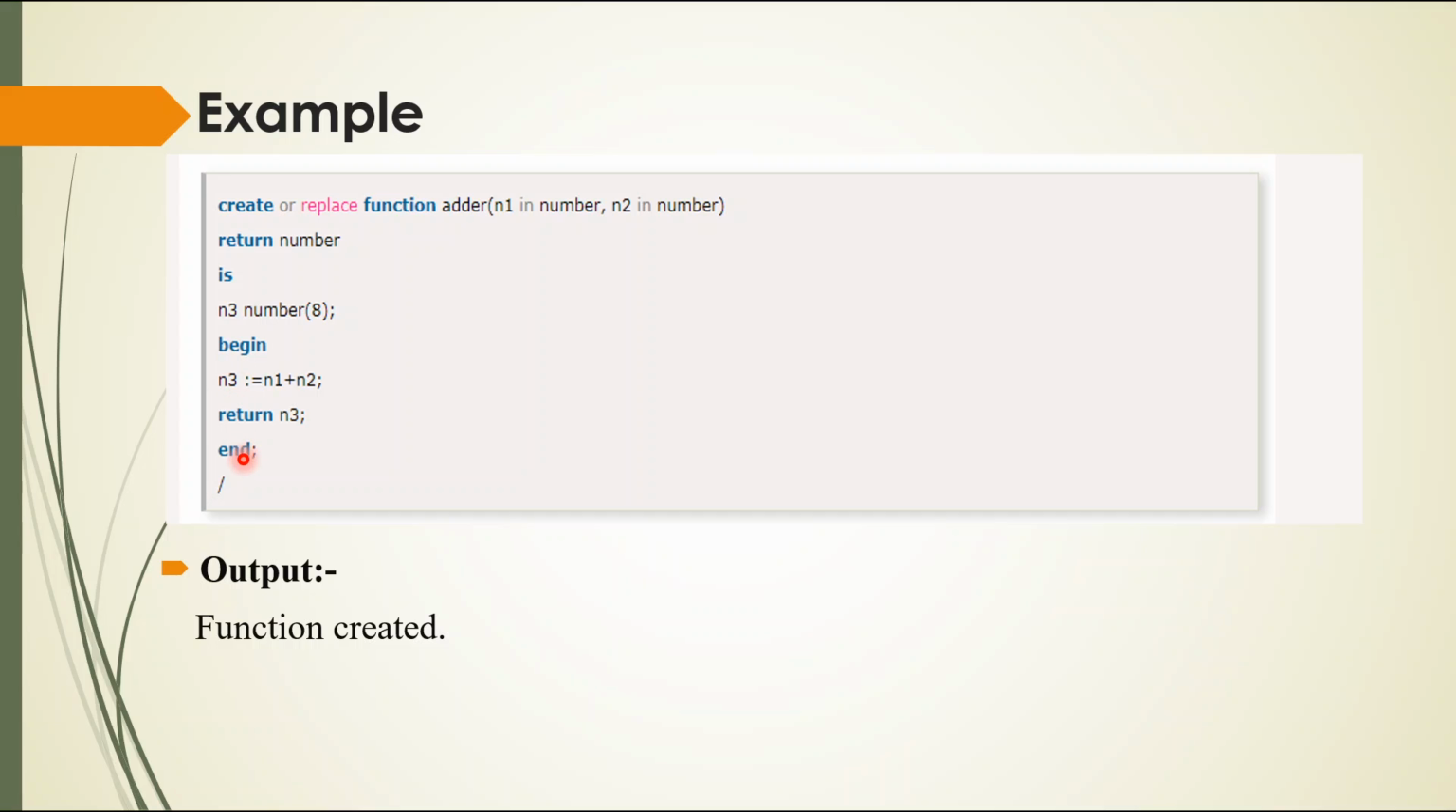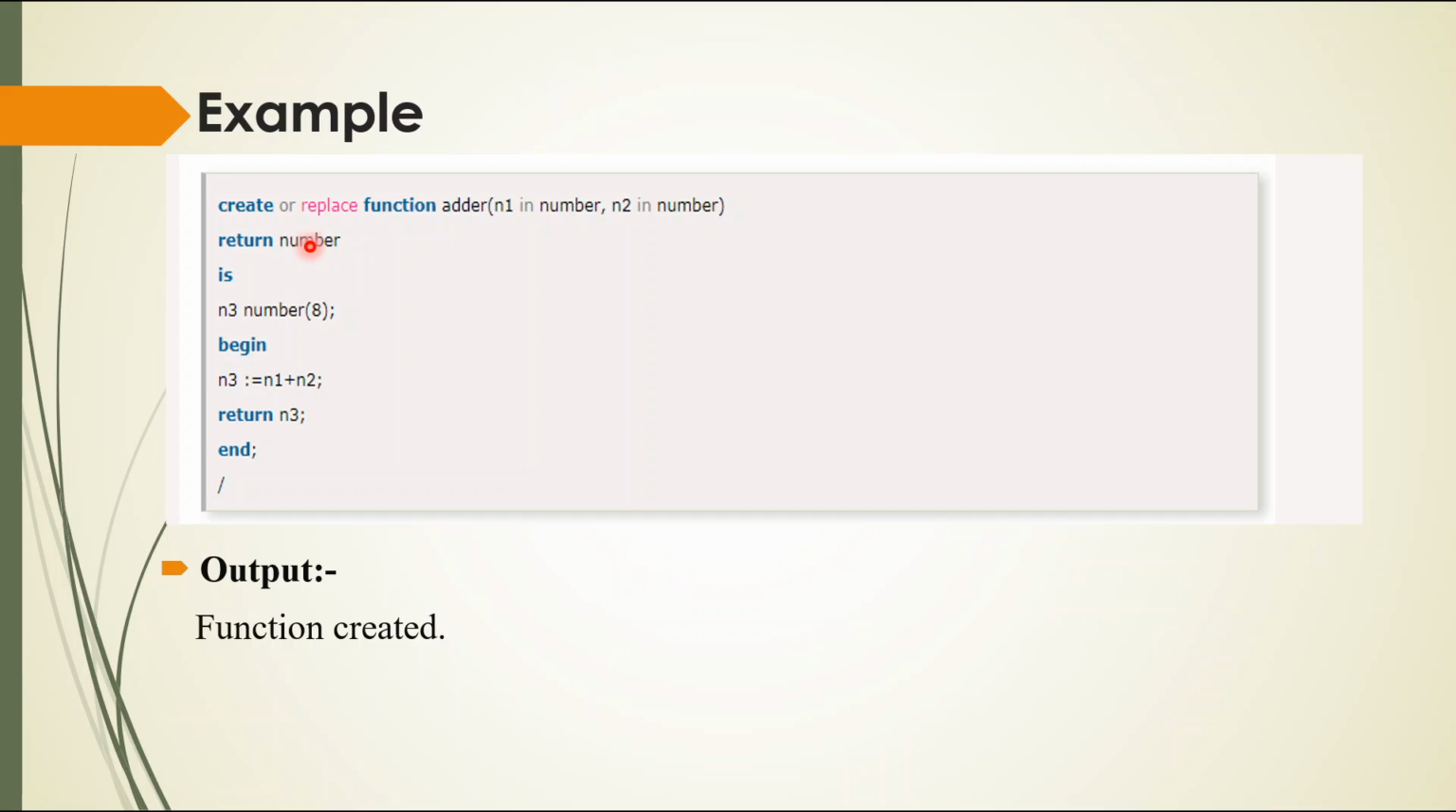Now in begin and end I have to write the executable statement. So n3 is equal to n1 plus n2, return n3. Our output will be in n3. So like this I create the function, and the output will be function created. So create or replace function adder, in brackets I have to provide the parameters.